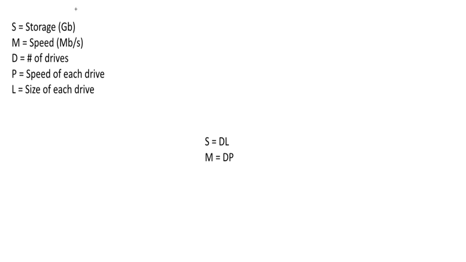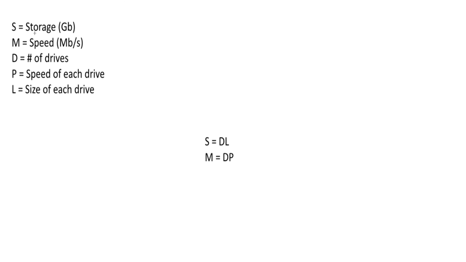So here are some equations I brought up to explain in greater detail what benefit you would get from running RAID 0. We have S for storage, M for speed, D for number of drives, P for speed of each drive, and L for size of each drive. This right here is the equation for how much faster your system will be after the increase.